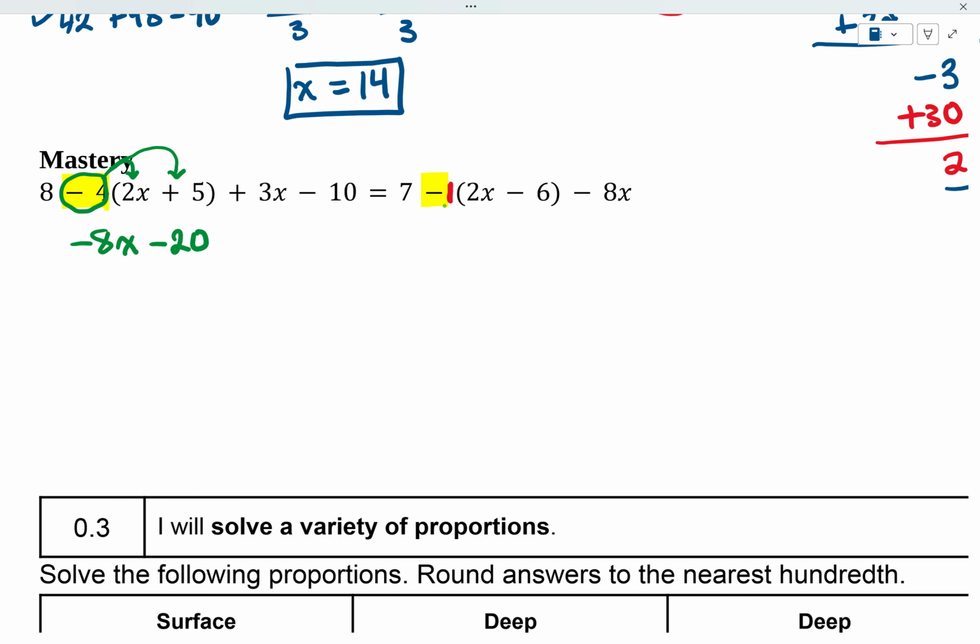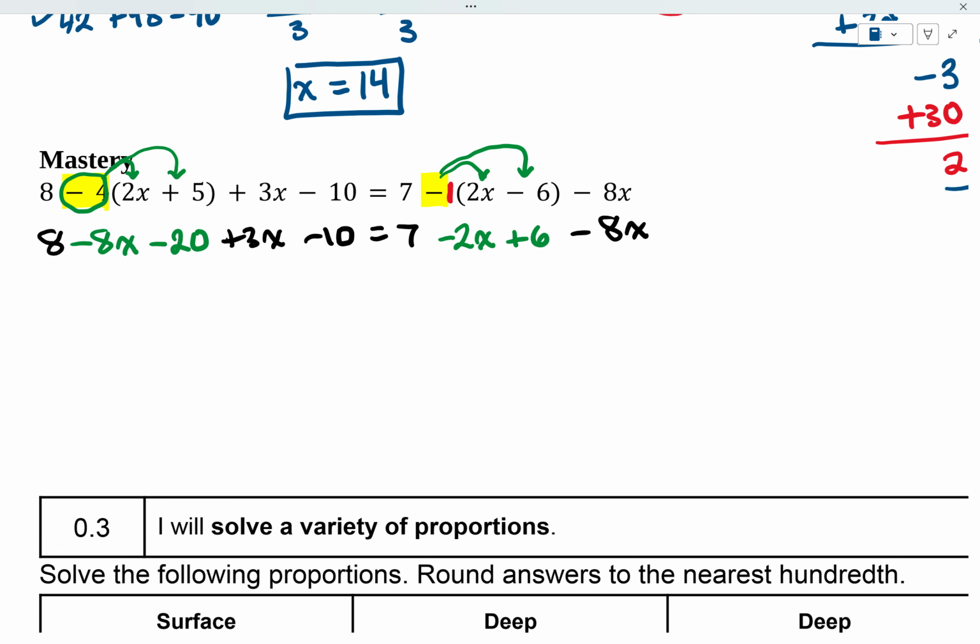Over here, we're going to go -1 times 2x, which is -2x. All right, and then -1 times -6 is +6. I'm going to bring down everything that I did not change. So 8 plus 3x minus 10 equals 7 and -8x.